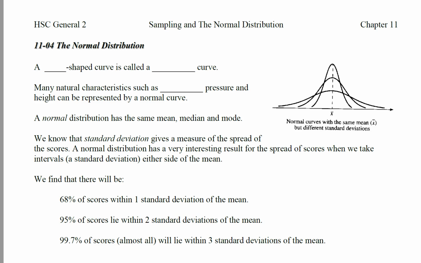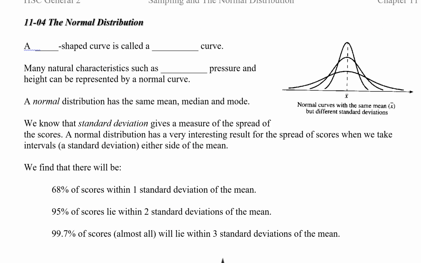So this chapter's title was Sampling and the Normal Distribution. So it's now in 1104 that we start to look at the normal distribution. You would have previously possibly called this a symmetrical curve. So the shape will be quite familiar to you.